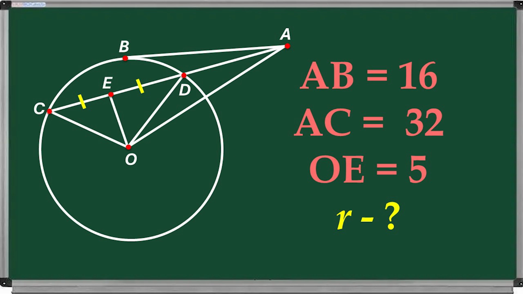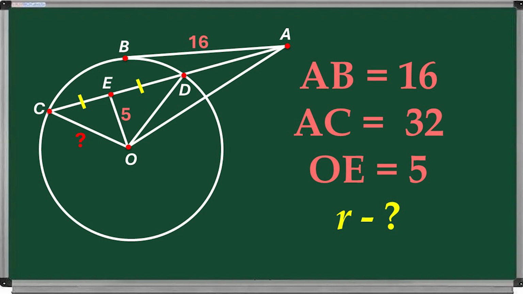Looking at the diagram, we can see that the radius OC is the hypotenuse of a right-angled triangle, OEC. We are given the length of one leg of this triangle, OE, which is 5. To use the Pythagorean theorem, we need the length of the other leg, CE. We don't know CE directly. However, CE is half the length of the chord CD, because the line from the center, OE, is perpendicular to the chord. So, to find CE, we first need to find the length of the entire chord CD.